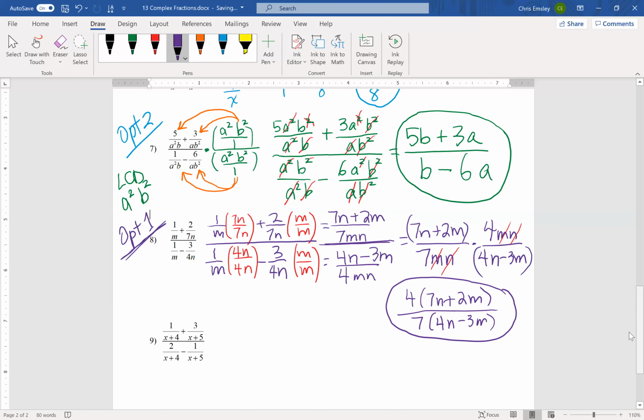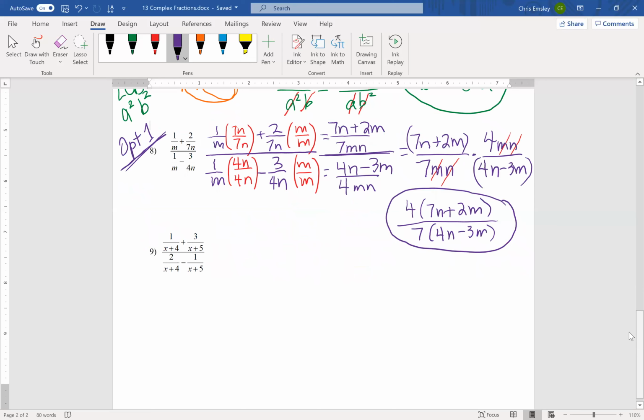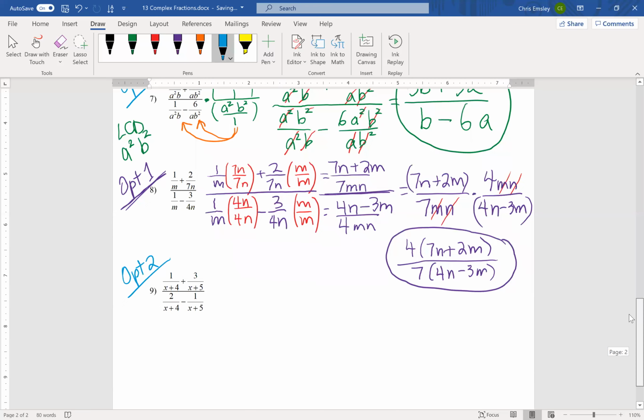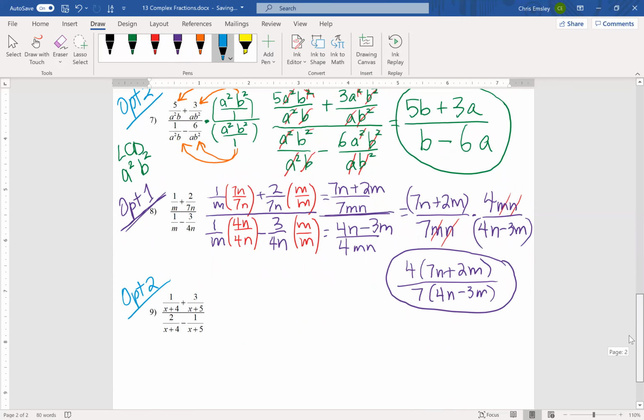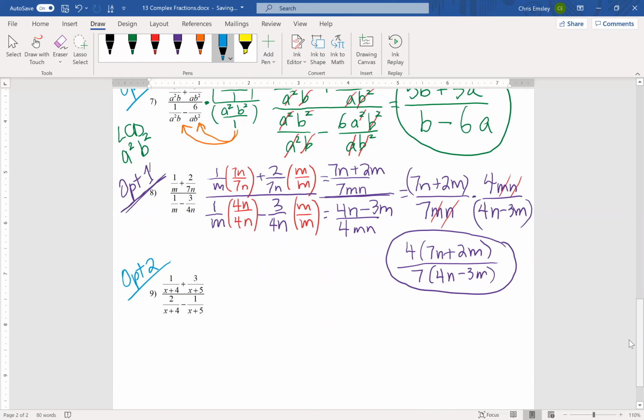For the final example, I'm going to go back to option number 2, so you can see that method again. For problems like, let's see here, 7, 8, 9, I really do prefer option 2, but if you like option 1, that's fine also. Option 2 says figure out the LCD. So on number 9, you want to look at all 4 of those fractions. And in this case, the LCD would be (x plus 4)(x plus 5).